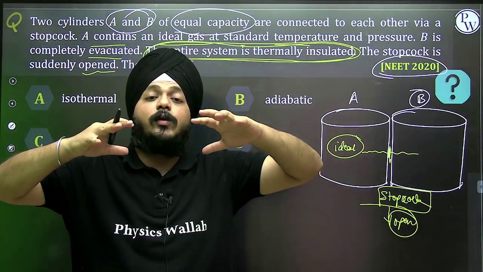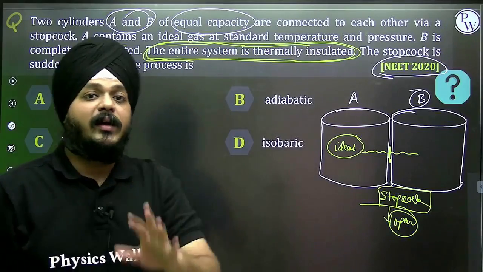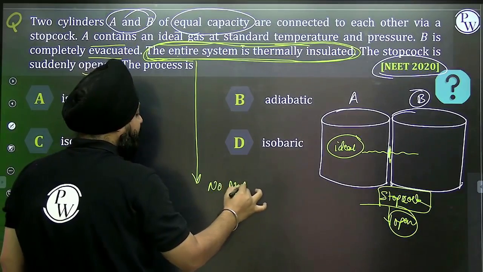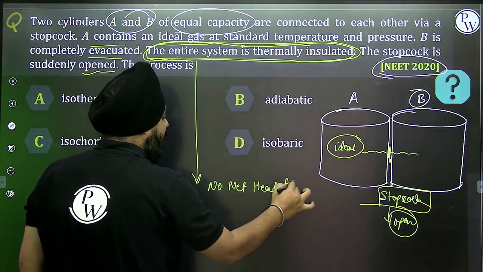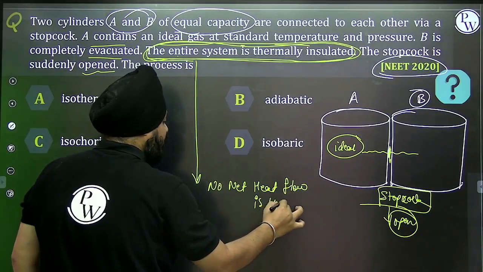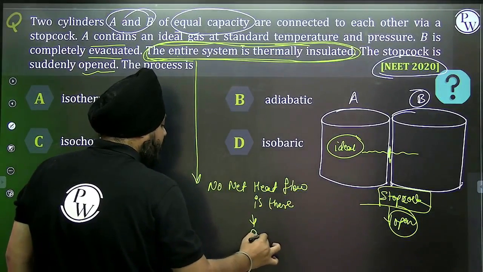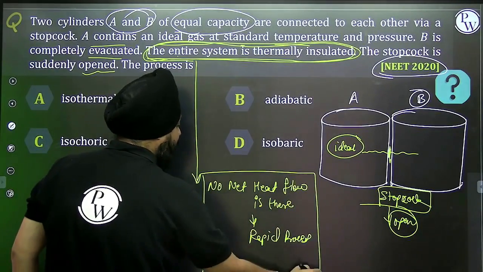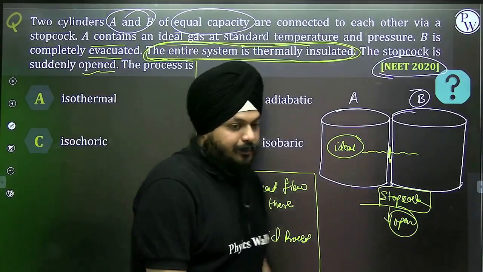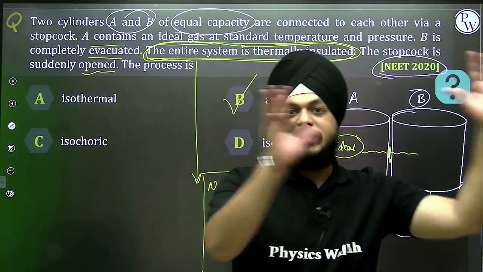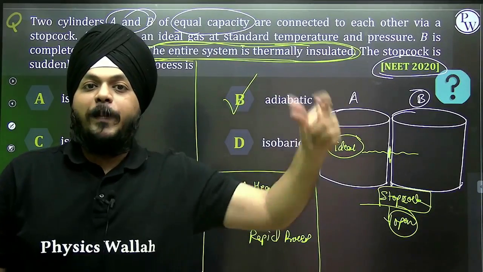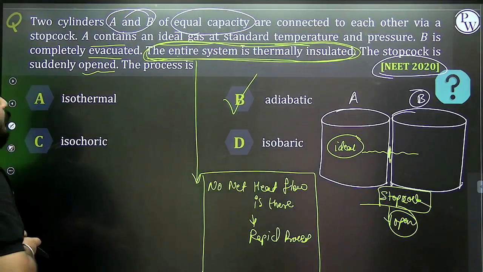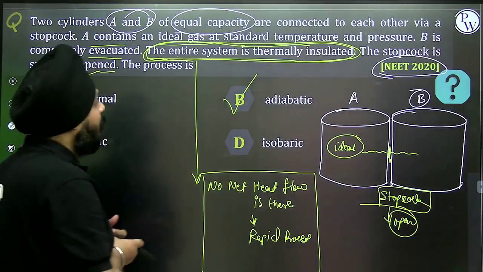Just keep in mind that all the walls are thermally insulated. Thermally insulated means what? No net heat flow is there. It means this will be quite a rapid process, and it is adiabatic. Thermally insulated, no heat exchange from the system. And if you open this stopcock, the process will go on in a very small amount of time. So this phenomenon is an adiabatic process.